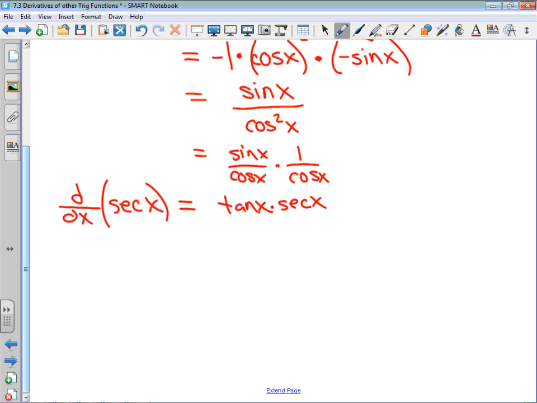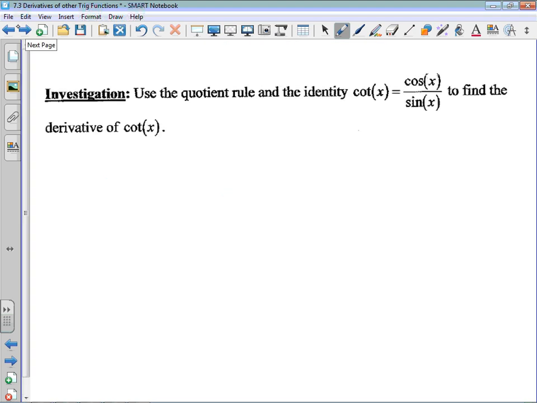All right, one more, which is the cotangent. Cotangent is cos over sine. You could write this as cos x times sine x to the power of negative 1, and then take the derivative as a product rule with a chain rule piece within, but I'm not going to do it this way. I like the quotient rule.